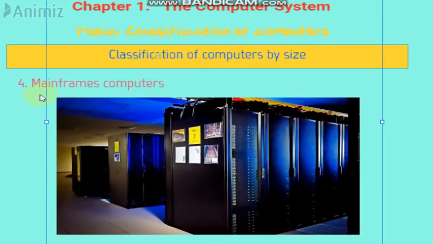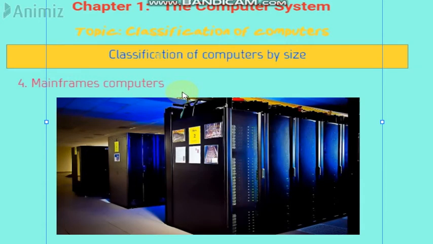So the fourth type of category is mainframe computers. Mainframes are big, powerful, and expensive multi-user computers. They are mainly used for bulk data processing in large organizations like government offices, airlines, and banks. IBM 4381, DEC10, and NEC 610 are examples of mainframe computers.